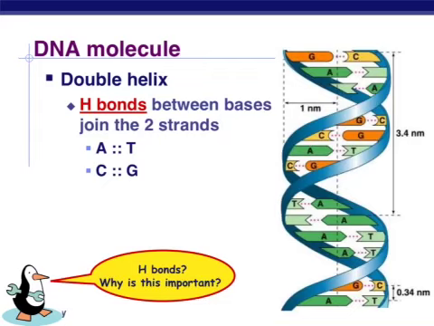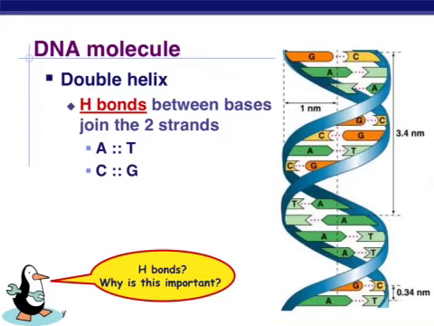So our double helix is pretty much held together by hydrogen bonding. Hydrogen bonding holds the two sets of bases together, thereby joining our two strands in place. So like we said before, A and T and C and G. But we know for a fact that hydrogen bonds are really weak. So why is the most important macromolecule in our bodies being held together by such weak bonds?